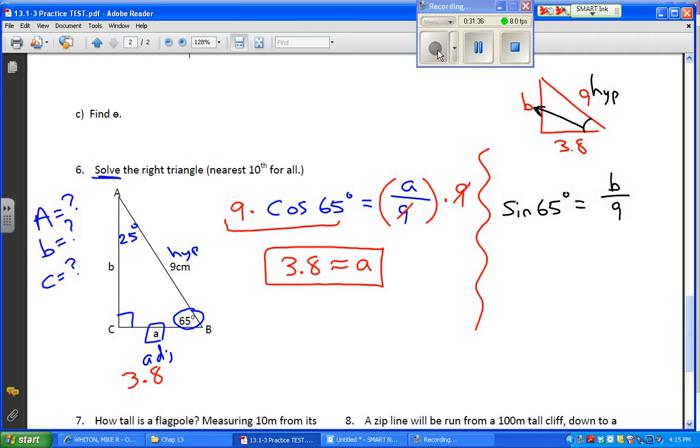When we just multiply again, there's a 9 in the denominator. Times by 9, get rid of that. So if we just do 9 times the sine of 65, we will get around 8.15, so 8.2 approximately, if we want to round to the nearest tenth like it wanted. Okay, so there's your A, your B. We got all the angles, we got all the sides. We are good to go.